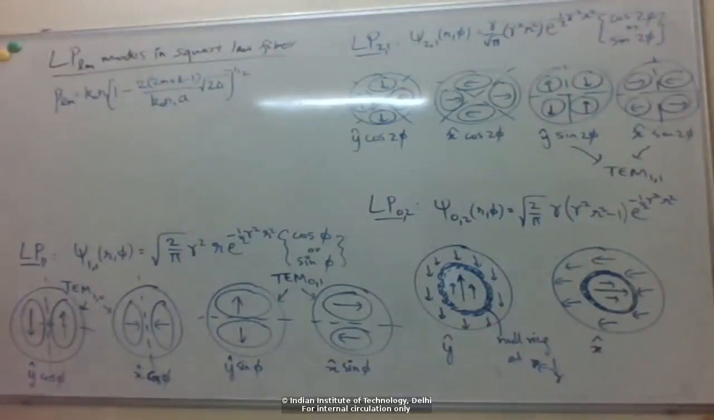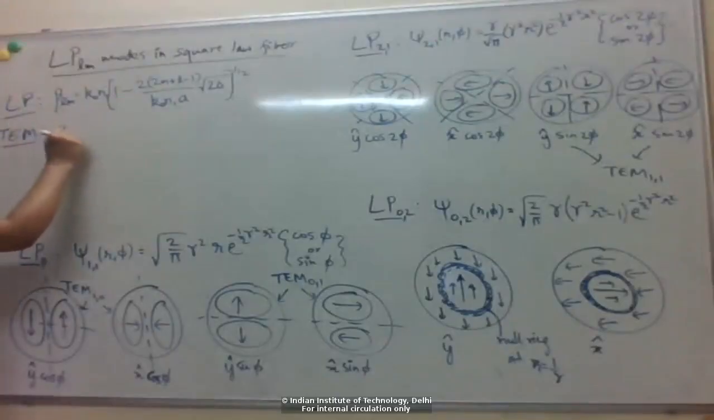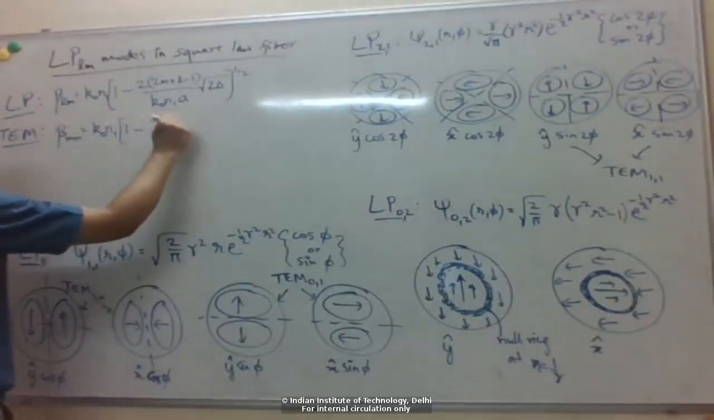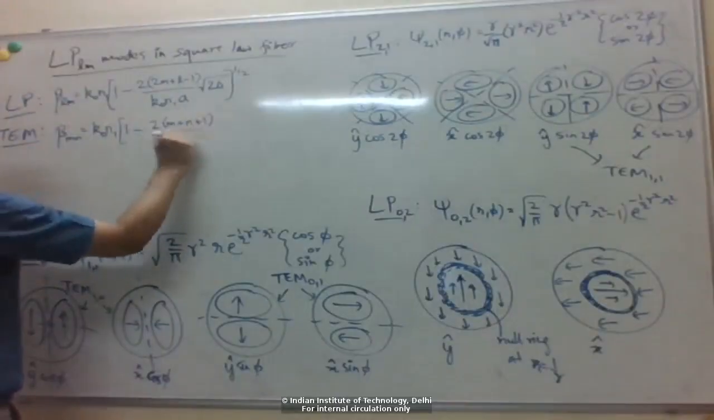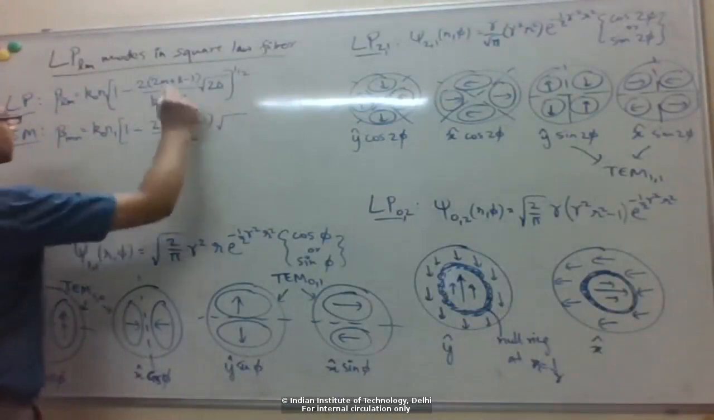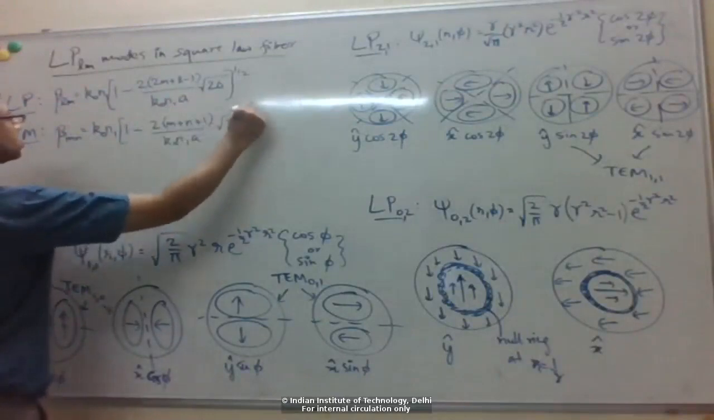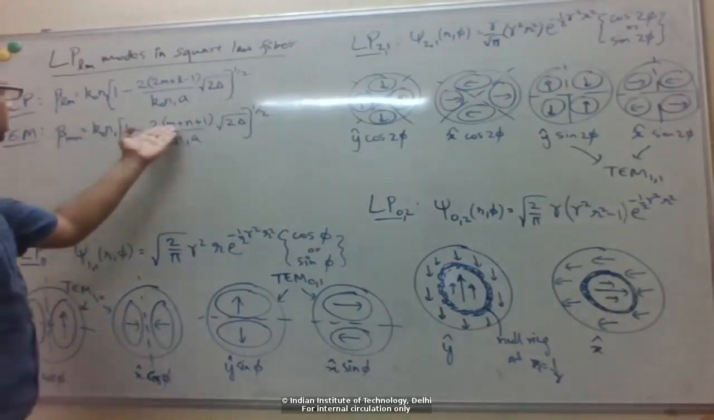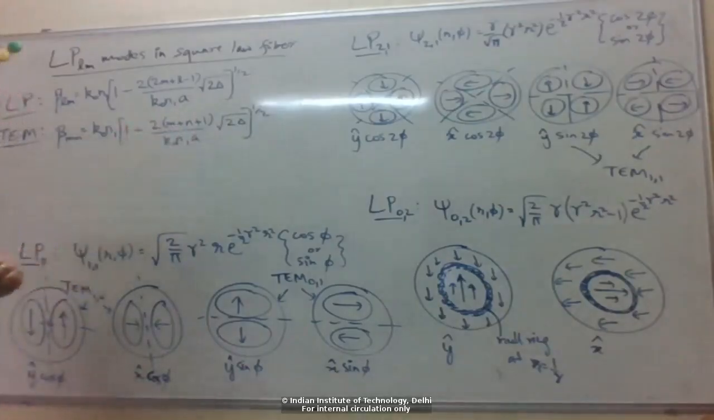Similarly, these are for the LP modes. For the TEM modes, we had an expression in terms of m and n, and they look very similar. Instead of 2m plus l, we have m plus n plus 1. So again for TEM modes, the modes with the same value of m plus n will be degenerate. There's a lot of degeneracy in both these modes.